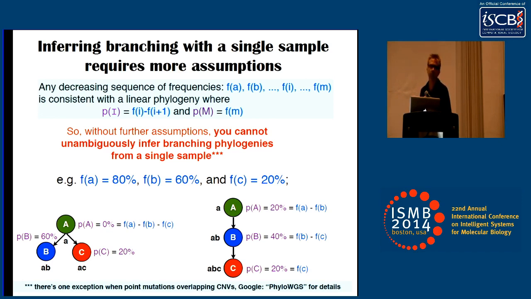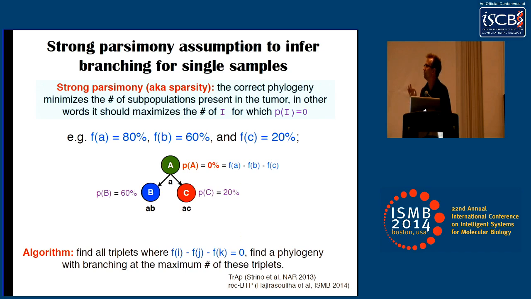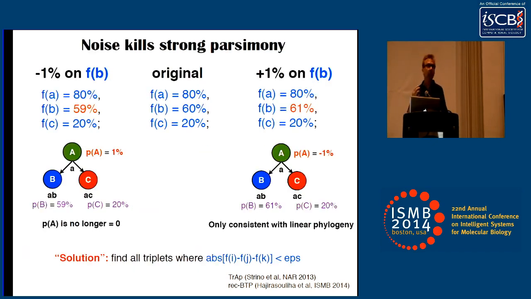We're going to call this the strong parsimony assumption. This is the assumption that Iman makes, and it's also an assumption that was previously made in this TRAP paper that appeared last year from Kluber's lab. They called it sparsity. But this assumption is that the correct phylogeny minimizes the number of subpopulations present in the tumor. In other words, it should maximize the number of I for which the population frequency is zero. And Iman showed you this picture, right? So if you somehow find a triplet of these population frequencies so that you take the first one and subtract those two, if this is equal to zero, somehow that's good, right? Now, certainly if you can measure the frequencies precisely and you found this, it would be a big surprise, right? And you might think that branching is consistent here, but the problem is that sequencing noise kills this assumption.